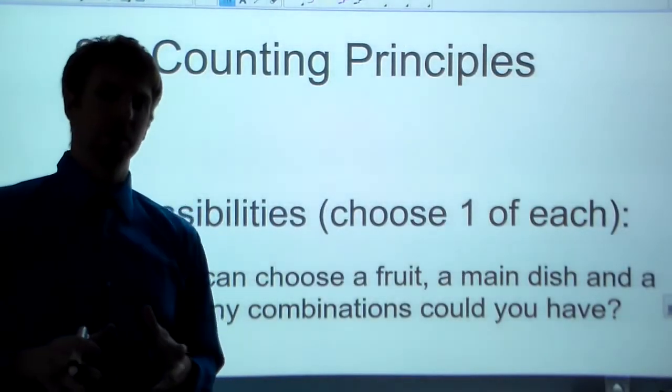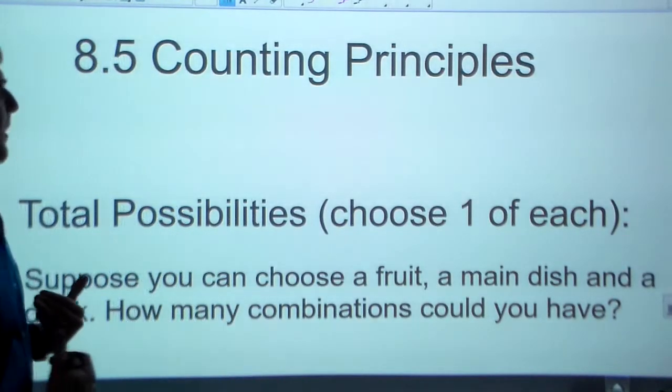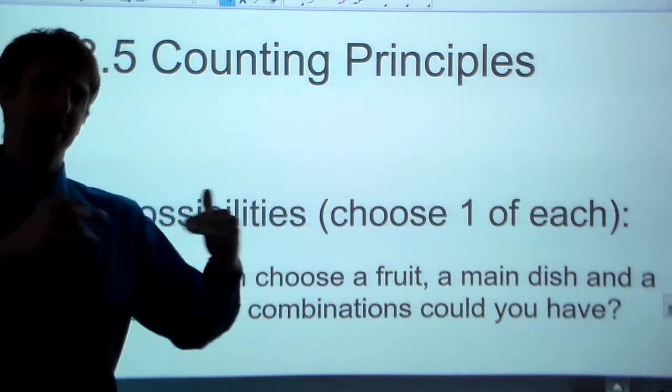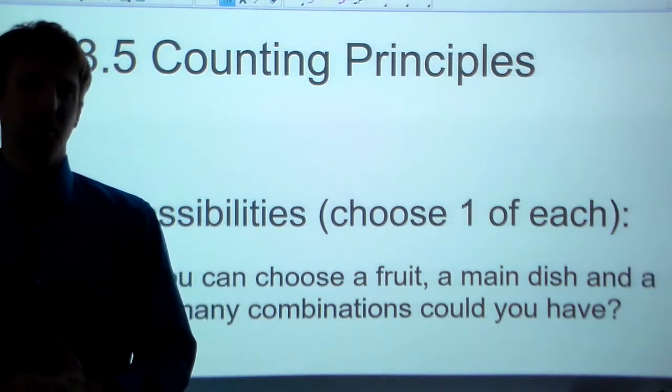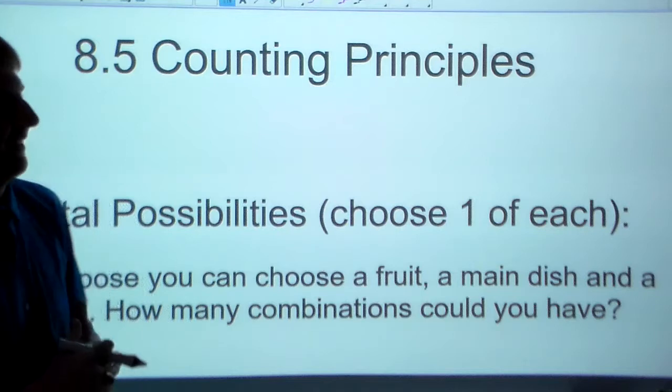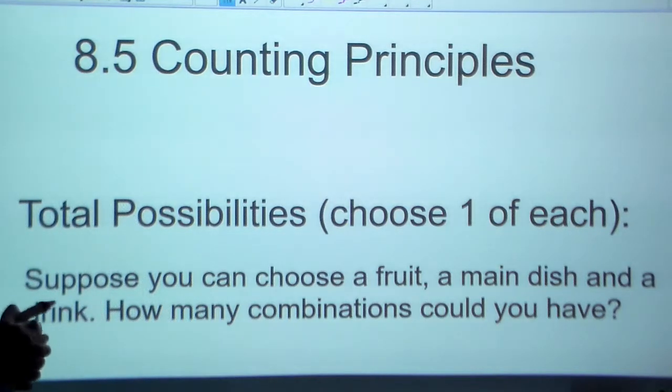8.5 is accounting principles, and I really personally just don't like the way the book is arranged, so I like this first, and we'll go back and do 8.4 next. It's just personal preference. I think it works out better that way. We're going to start back with some kind of middle school ideas.